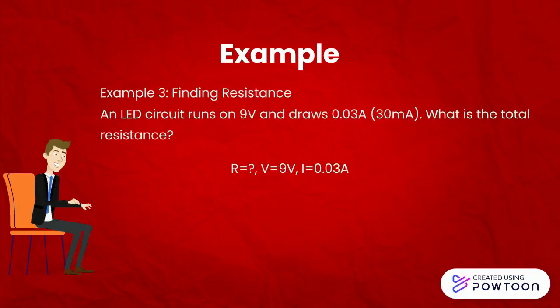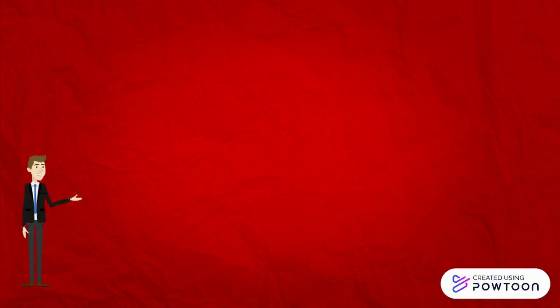Example number 3. An LED circuit runs on 9 volts and draws 0.3 amperes. What is the total resistance? We know the formula to find resistance, which is R equals V divided by I. We replace the values that are given to find the resistance, which is 30 ohms.